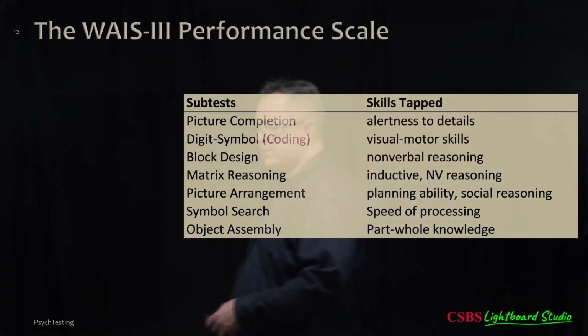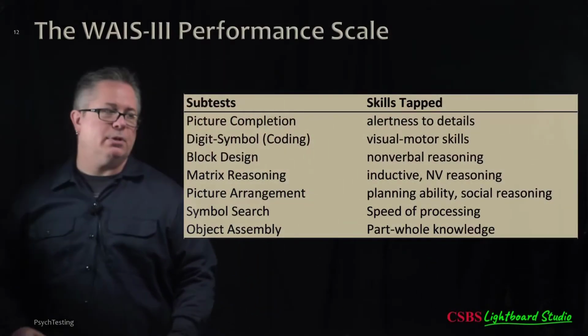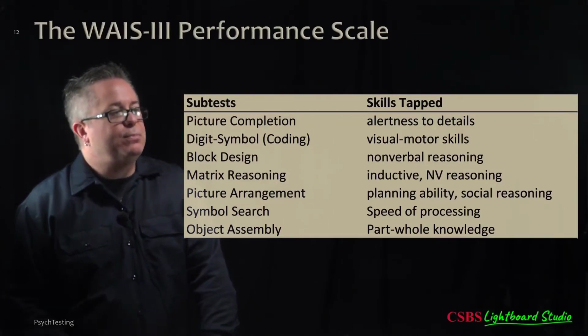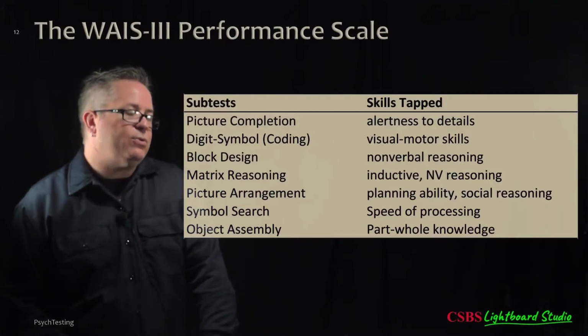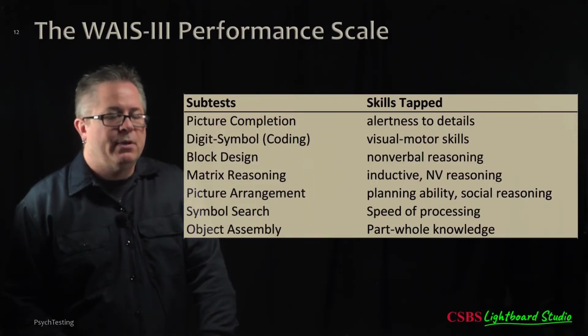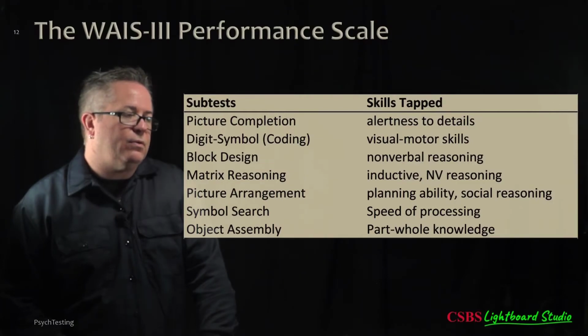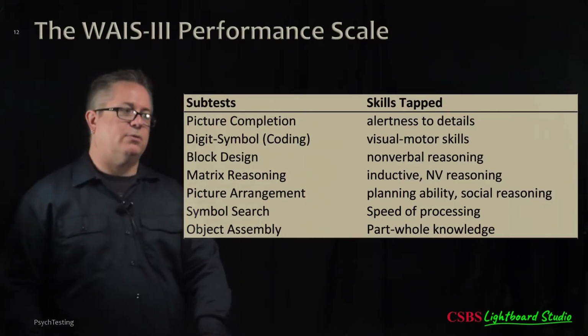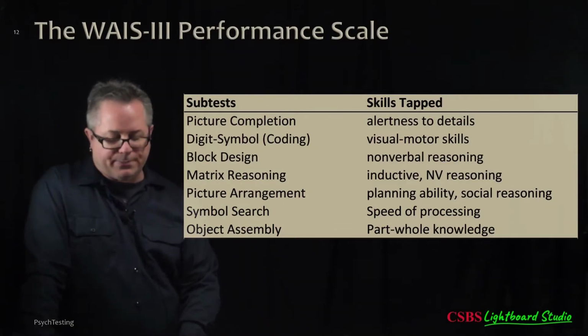The performance subtests. Now, look, they had picture completion, digit symbol coding, block design, matrix reasoning, picture arrangement, symbol search, object assembly, right? So these are looking at all kinds of other skills that aren't directly tied to verbal, to linguistic or verbal mastery.